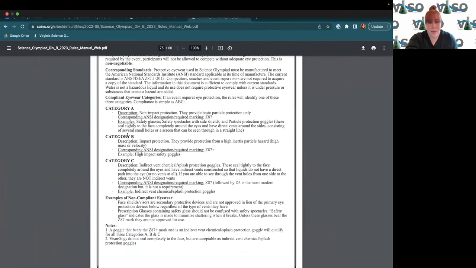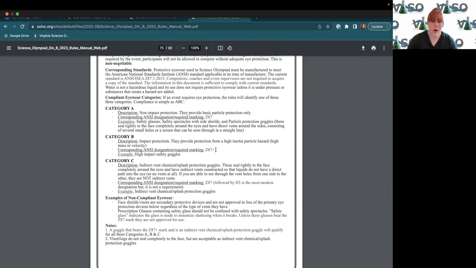So category B goggles for some of our events like Bridge require high impact safety goggles. And so this rating is one of the main things that we look for when we see the students at hands-on day and want to evaluate that they have the right goggles.